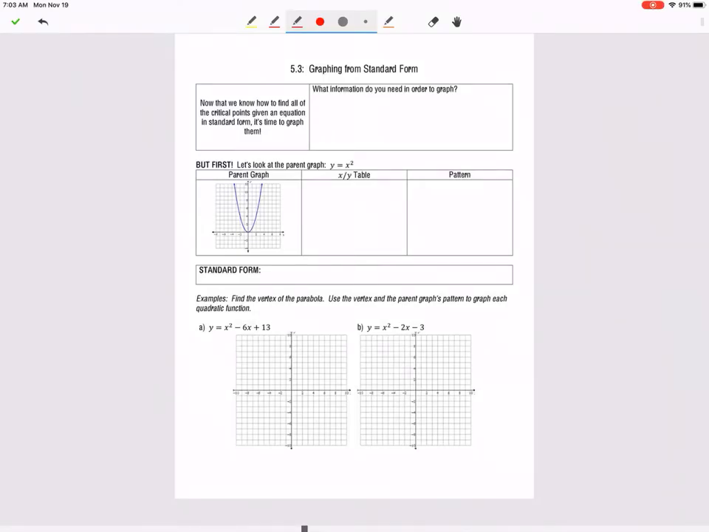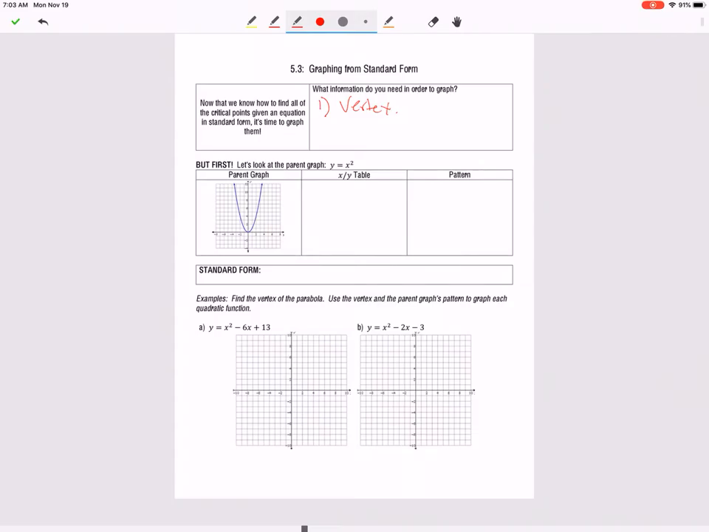5.3, graphing from standard form. Okay, in unit 5.2, we were able to find all of those key features using standard form, and now it's time to graph. So what is the information we need in order to graph? First off, we need to have the vertex.